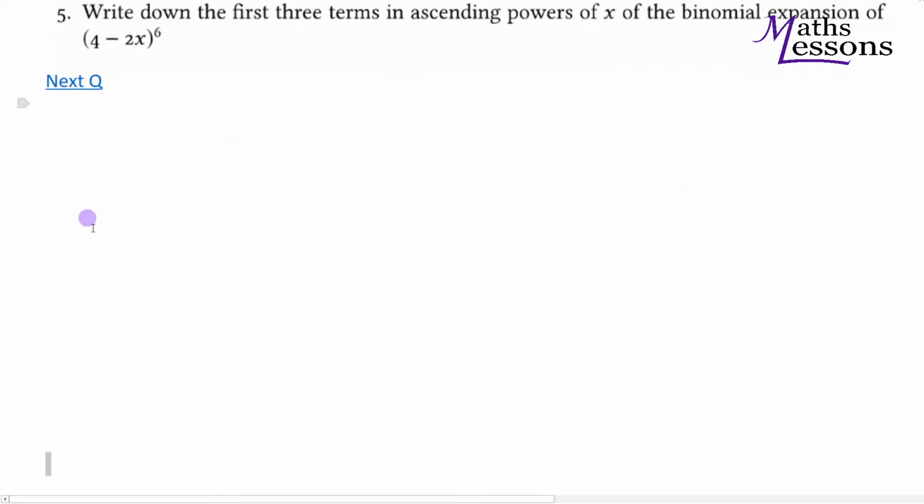Next one. Okay, nice straightforward binomial expansion. I'm going to see if you can get this off in 60 seconds. Off you go.